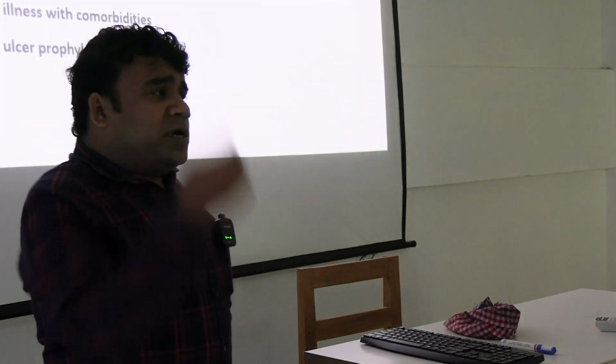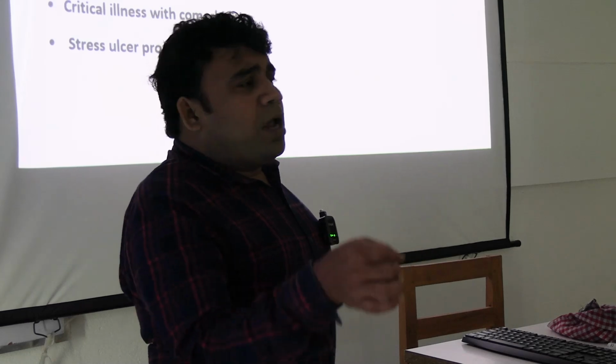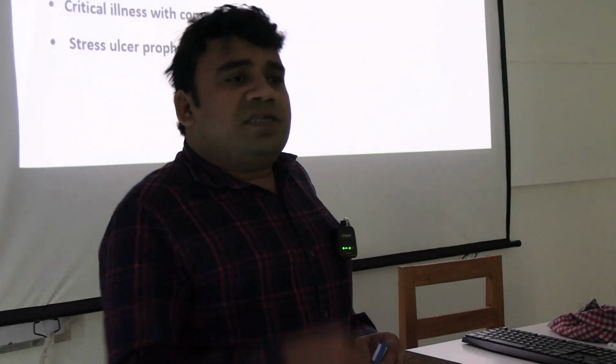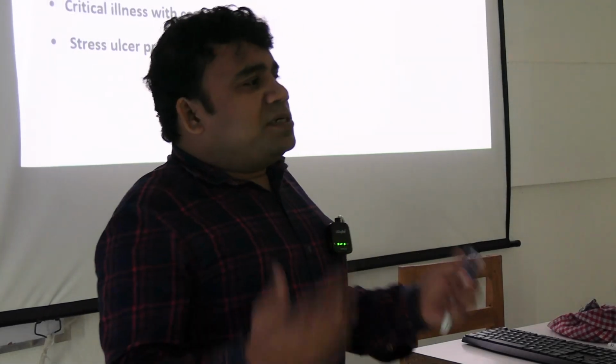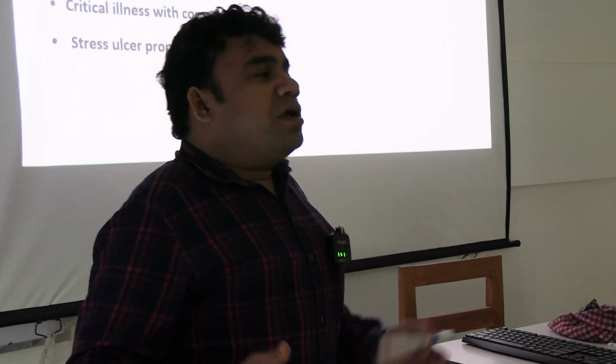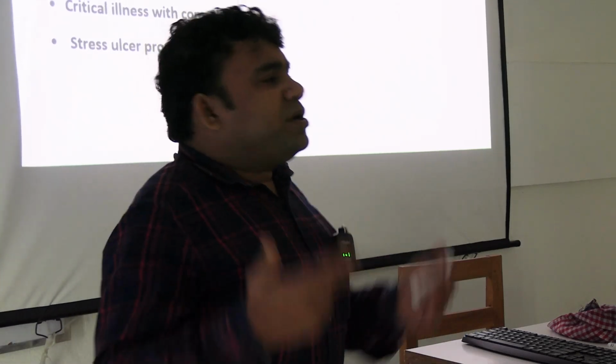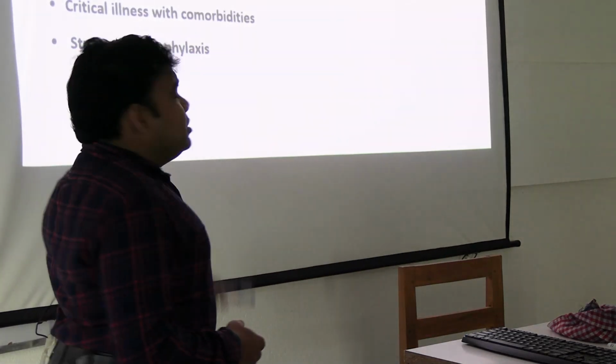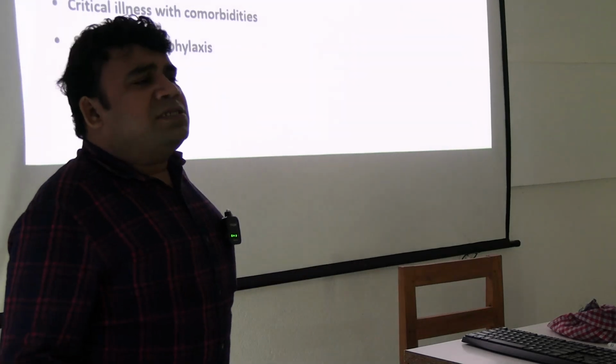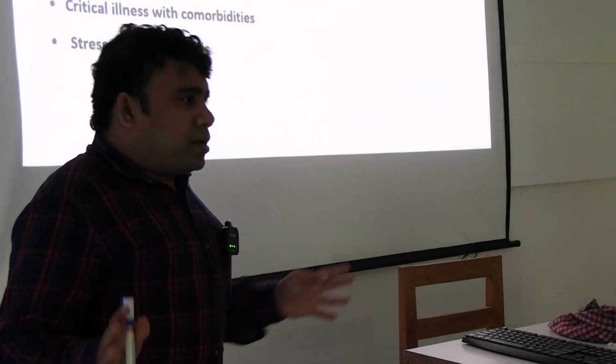This nasogastric tube, if it is within the esophagus, what will happen? What will happen to the esophageal sphincter? The sphincter will get dilated. If the sphincter gets dilated, there will be regurgitation of the stomach contents, so intestinal bacteria will get access. Third is obviously critically ill means the body's immunity is not working.